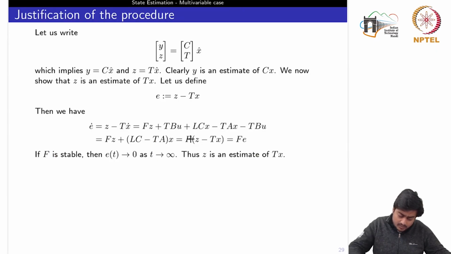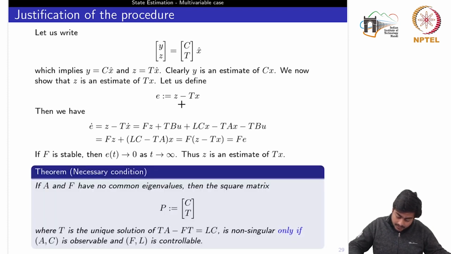Now if we go through the similar procedure to ensure whether the designed estimator actually gives us the estimate, this is the standard procedure that you can follow. Now this is the main result. This is only a necessary condition: if the matrices A and F have no common eigenvalues, then the square matrix P, which is formed by combining the C matrix and the T matrix, where T is obtained by solving this Lyapunov equation, is non-singular only if this pair is observable.